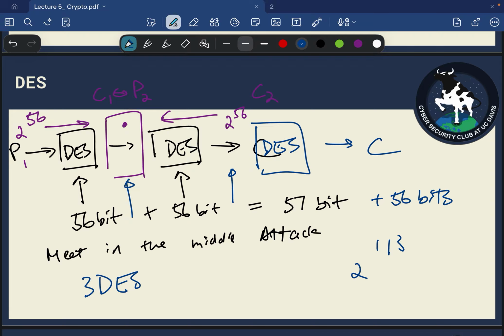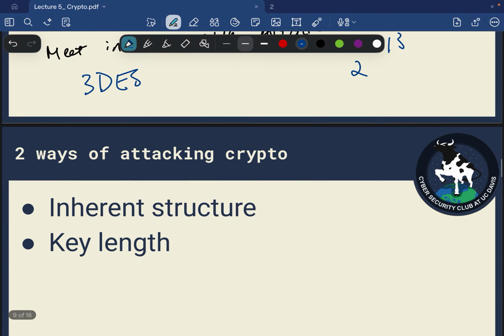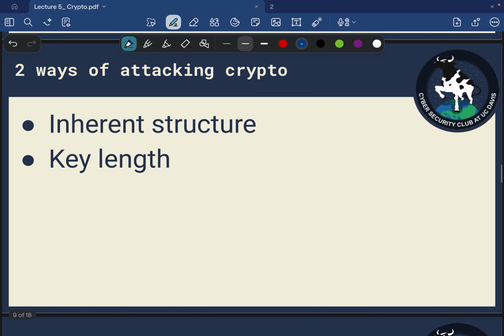All right, so this was a standard used for a while, but obviously, as we mentioned, it's not attainable. So we have to switch over to a new cryptographic system, which is the AES. Actually, before we do that, let's quickly talk about ways of attacking cryptography, which is the inherent structure and key length. Key length, we've already mentioned: if you reduce the key space enough, you can run brute force attacks, 2 to the 56 bits of key length. I have some statistics for you.